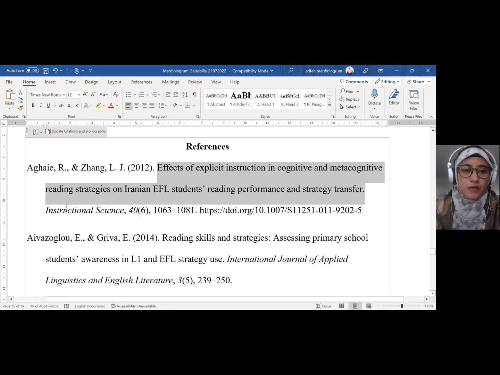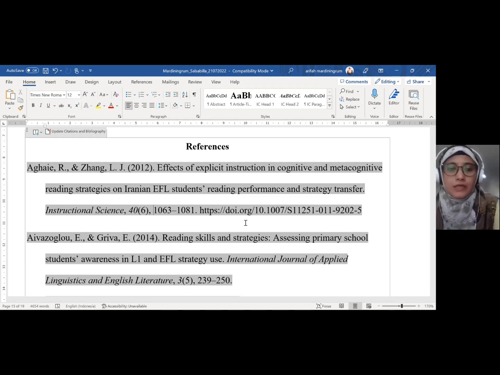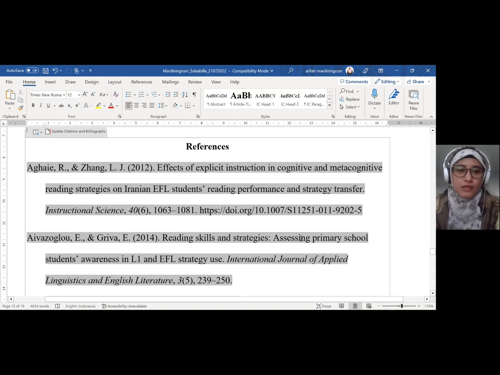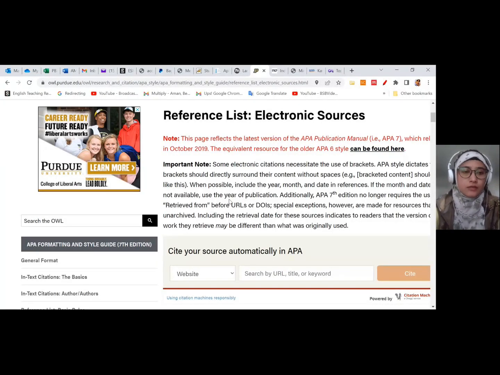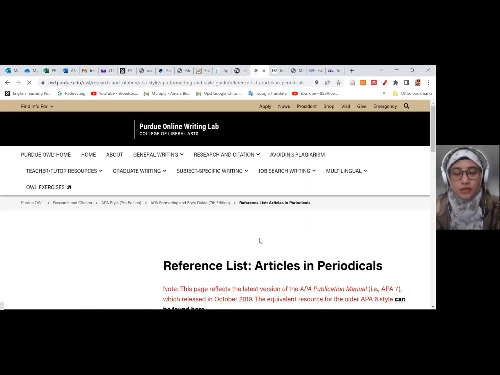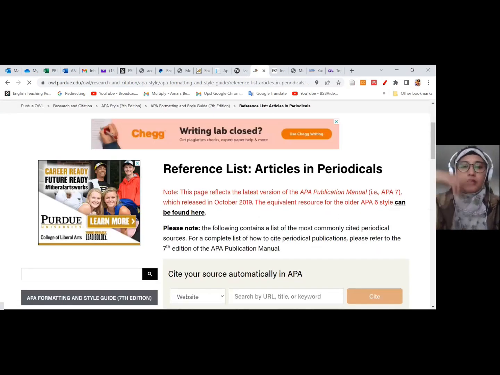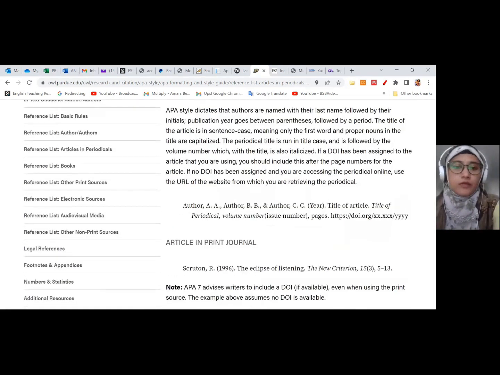Because I already know the rules of how to write the reference list for a journal, then I know that this information is complete. But if you haven't memorized or you don't know the rules, you can always check on Purdue. Let's take a look at the rules for periodicals. Periodicals, just like I told you before, are something that is published regularly, like once a year or twice a year or 3 times a year or 4 times a year.